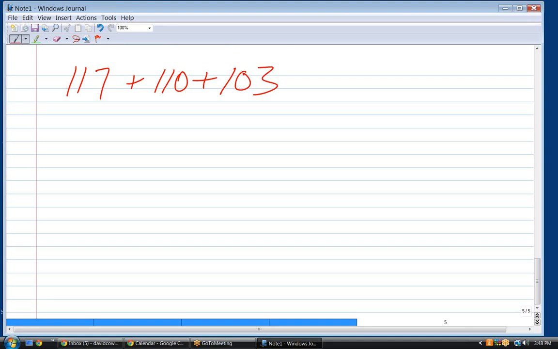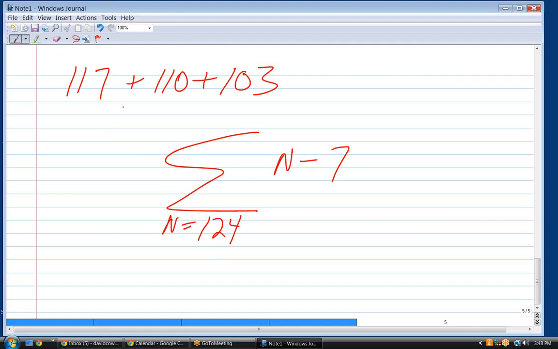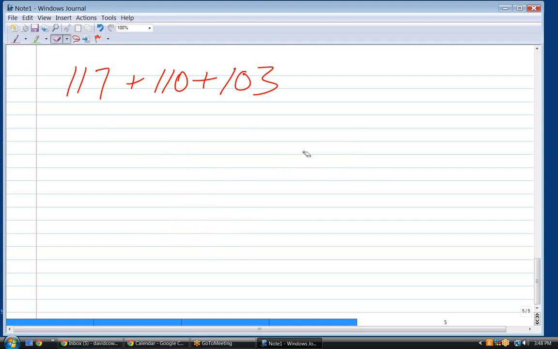Arithmetic. Arithmetic. Because there's a common difference of minus 7. Every term is minus 7. So I can represent that by what? N minus 7, where n goes from 117, or actually 124. No, that's not it. Is the goal here to write it as sigma notation? Yeah.